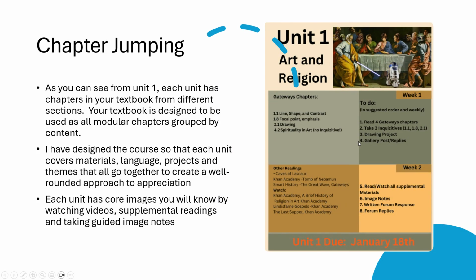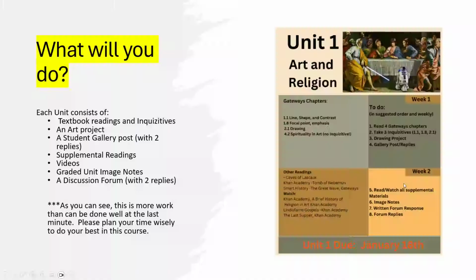So you can see here from Unit 1 that you have two chapters from the first section of the book, one chapter from the second, and one chapter with the theme, which is art and religion, in chapter 4. So these all go together to create the theme of art and religion, and that's what you'll be working on here. So all the different assignments will have to do with that.